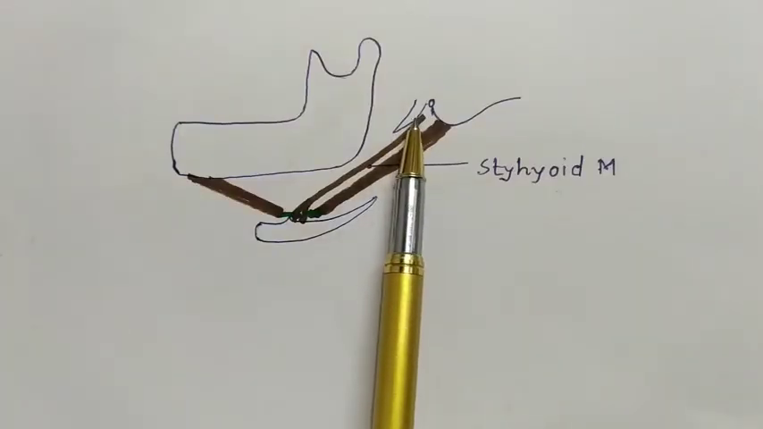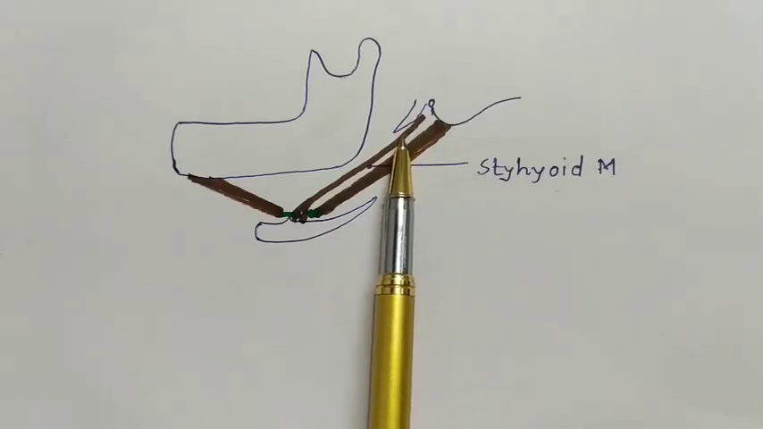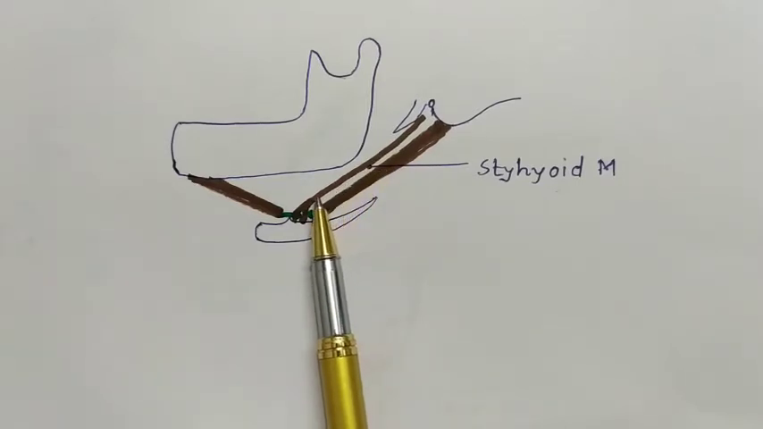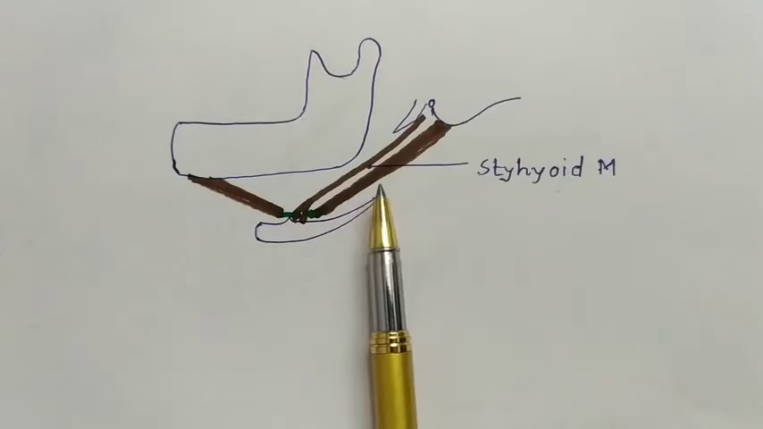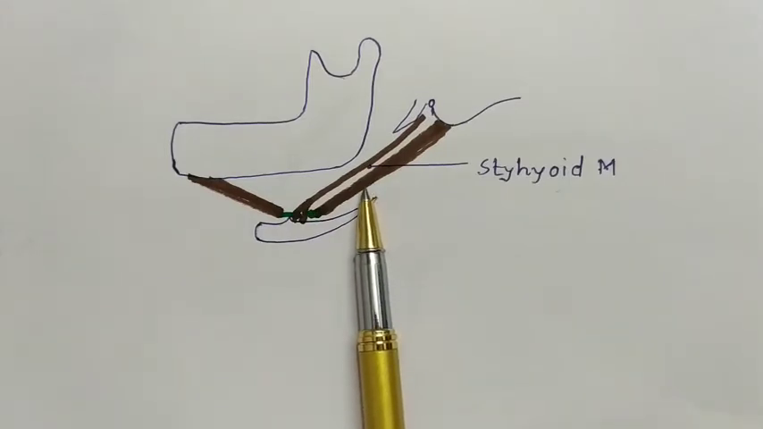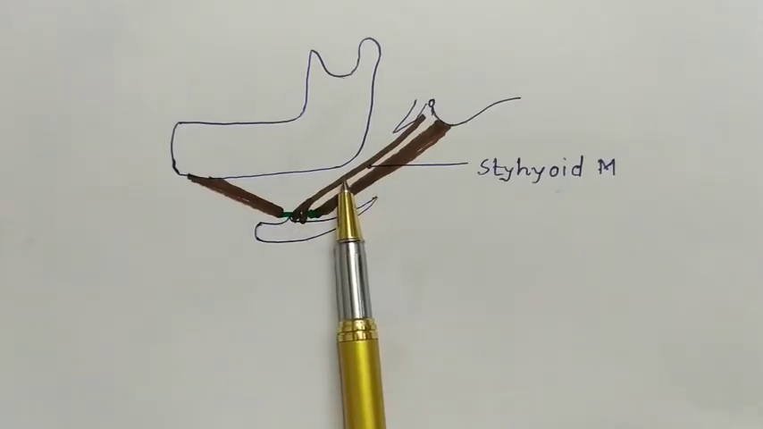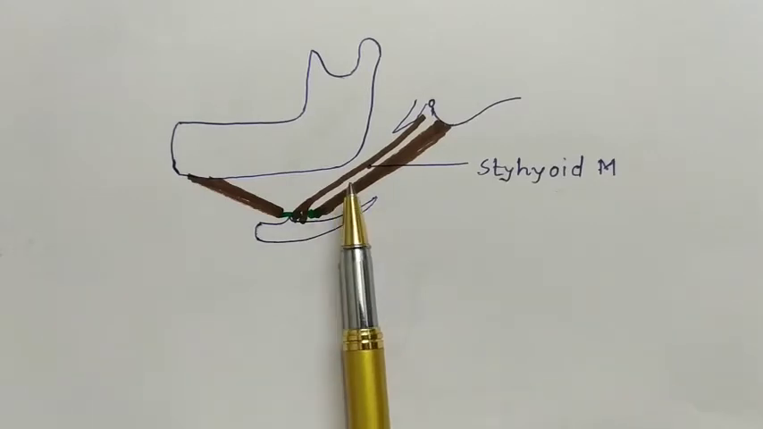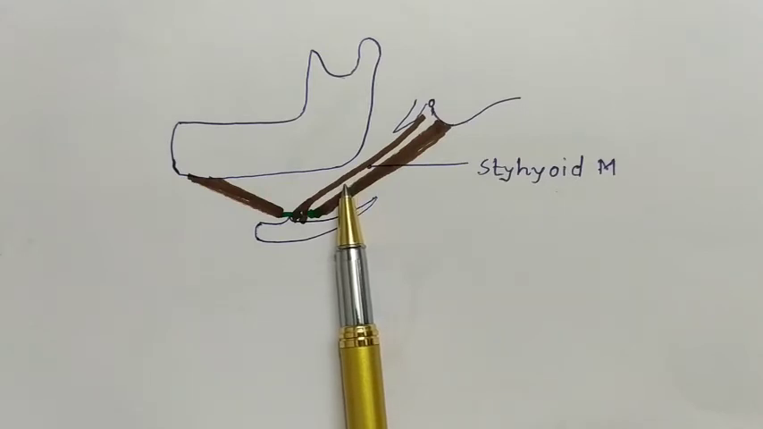The posterior aspect of styloid process gives origin to stylohyoid muscle. This muscle is directed downwards, forwards. It lies above the posterior belly of digastric muscle. Both these muscles are derived from second pharyngeal arch. So, the stylohyoid muscle is supplied by facial nerve, because facial nerve is nerve of second pharyngeal arch.